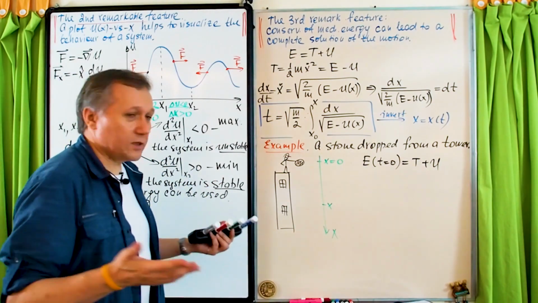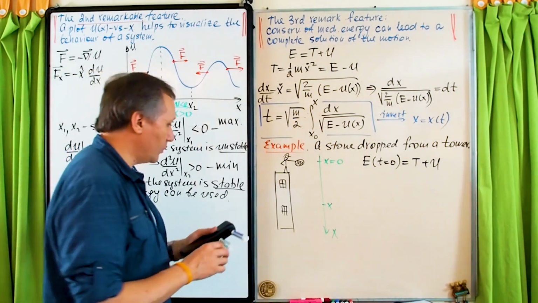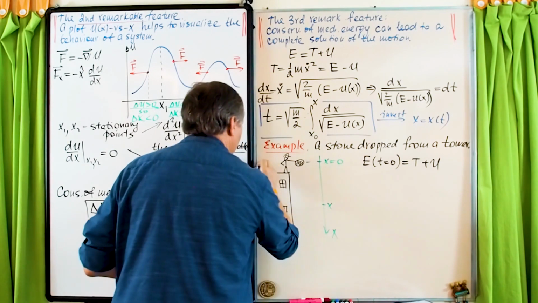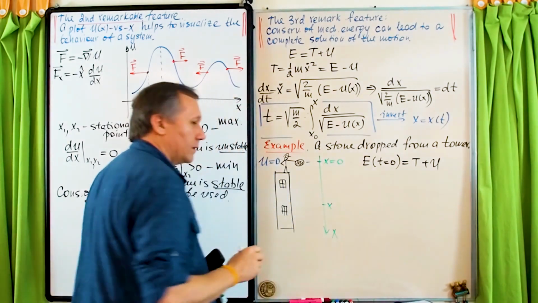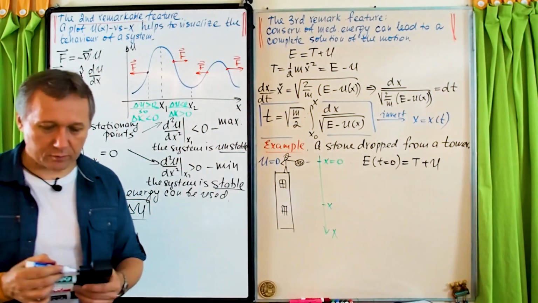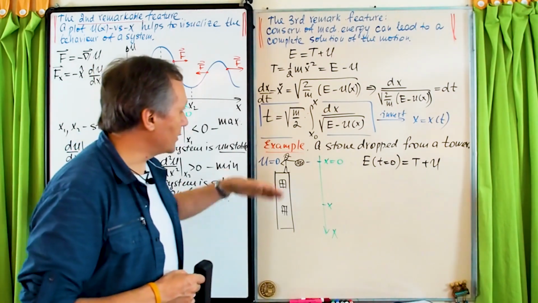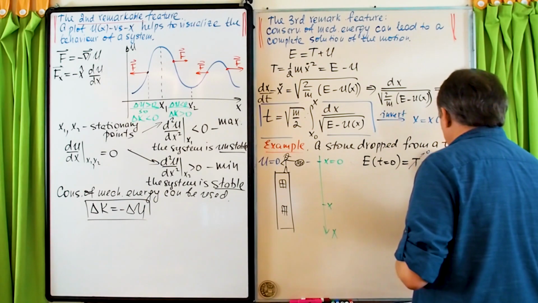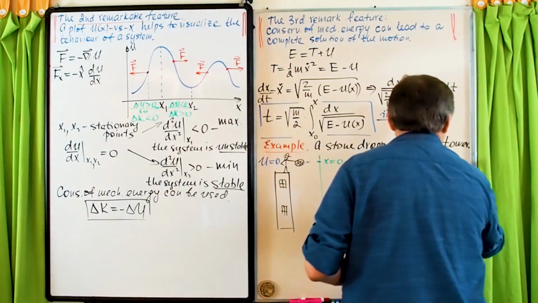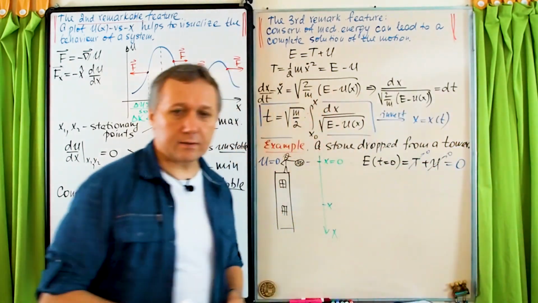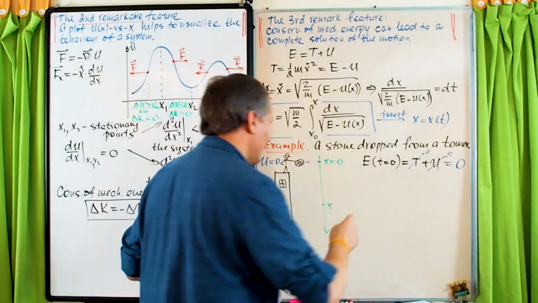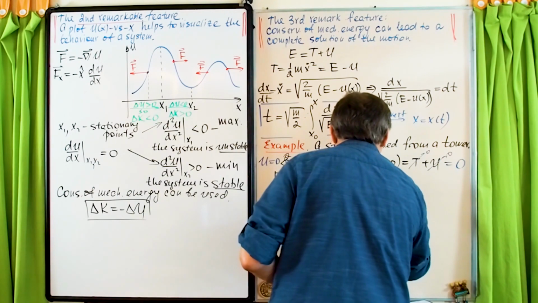Since it's up to me, I want to position it anywhere I want, so I will position my reference level at the point where the stone was at t equals 0. So that's my reference level. As a result, kinetic energy is 0, potential energy is 0, total mechanical energy is 0, right? So now we just need to write the function for the potential energy. So it will be U equals.